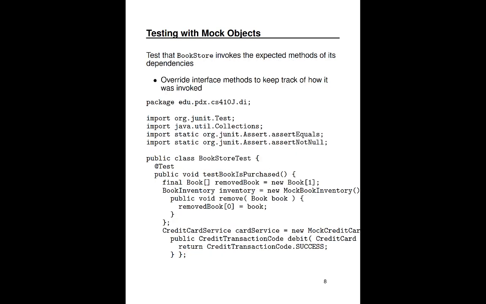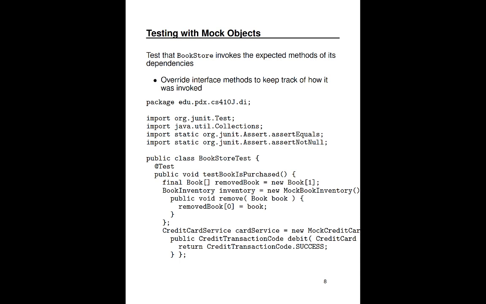So now we have these mock objects that implement our interfaces on which the bookstore depends. And when we want to use those mock objects in a test, we need to override the expected methods to keep track of how they were interacted with. So here's an example from a class called bookstoreTest. We test if a book is purchased. So we want to make sure that when a book is purchased, it is actually removed from the inventory, meaning that the bookstore object invokes the remove method with the book that we expect.